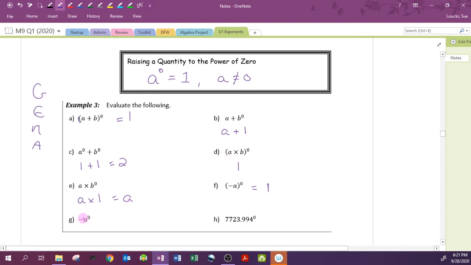And this one is going to be negative 1, because this time the 0 is only affecting the a, so the a to the 0 is 1, but then we apply the negative sign and make it negative 1. And then here we have some big number to the power of 0, doesn't matter what the number is, anything to the power of 0 is 1. Okay, that is it for our lesson here.